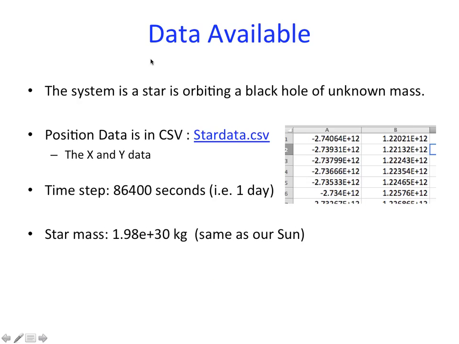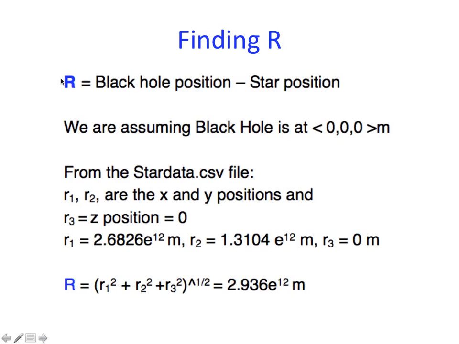First off, the system is a star orbiting a black hole of unknown mass. The position data is in this CSV file, this is what it looks like. These are the x and y values. We have a time step given to us and the mass of the star at 1.98 e to the 30th kilograms, just about the same as our sun. So we're looking first for the r vector. And this is nothing but the radius from the sun to the star.